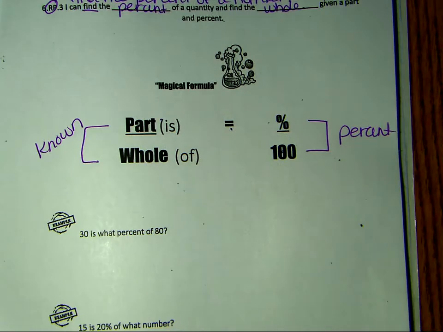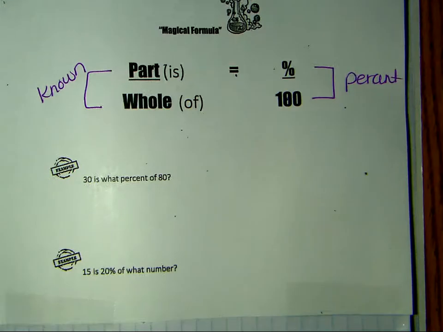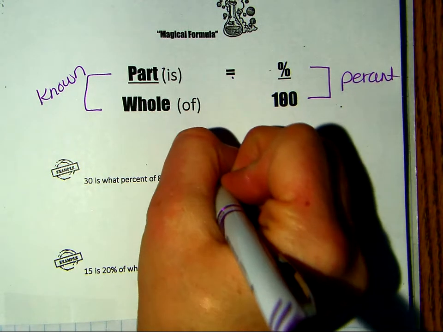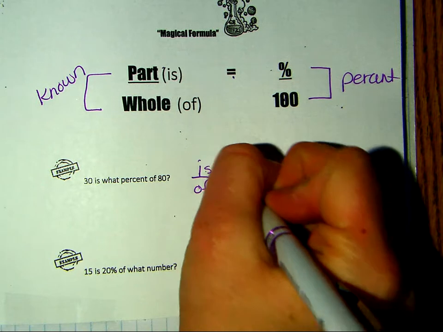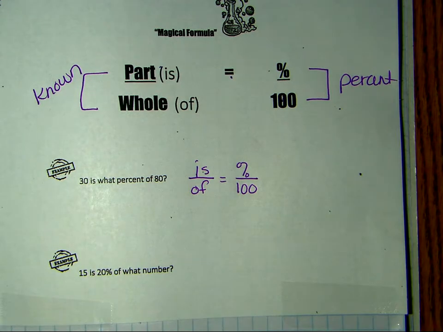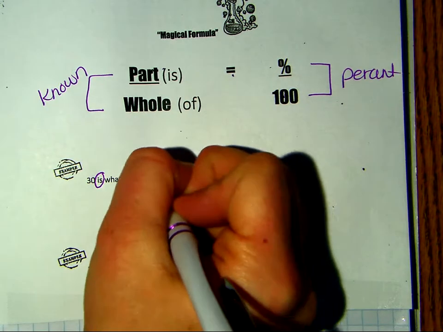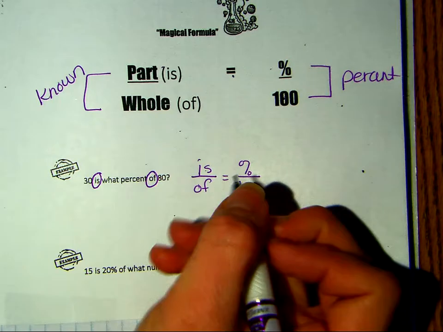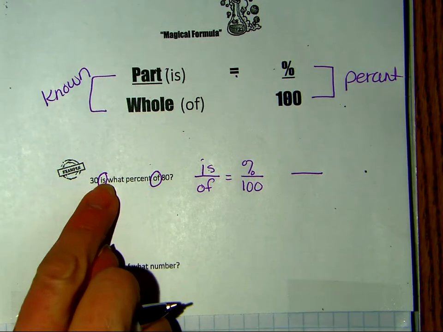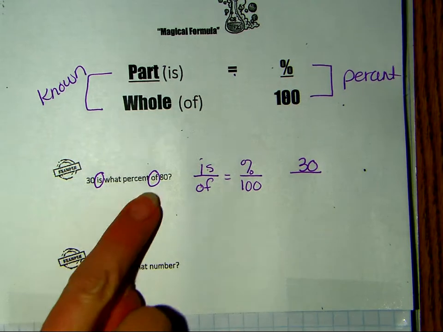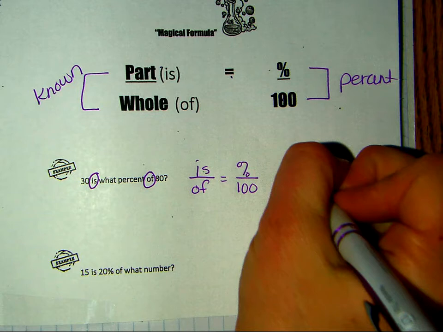So remembering that formula, let's look at our first example. 30 is what percent of 80? So we have is over of equals the percent over 100. So we have an is and we have an of. Okay? So if we look at this, we can say we have a 30 is, that's my is number, that's the part, and of 80, that's our whole.